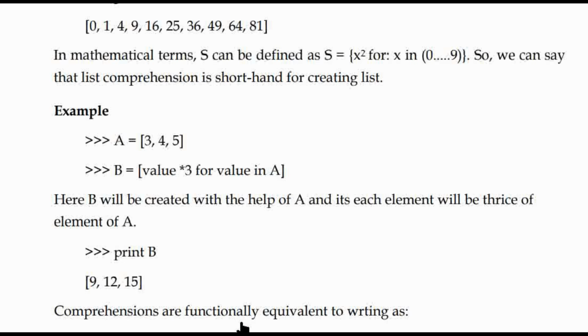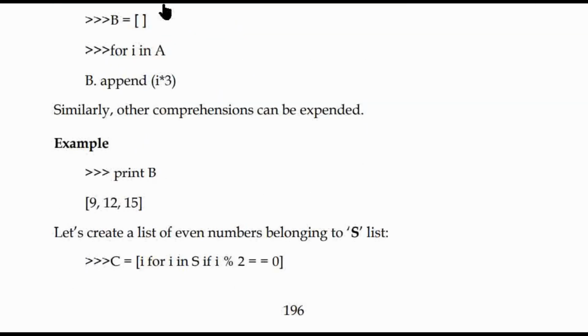Comprehensions are functionally equivalent to writing B = [], for i in A: B.append(i * 3). Similarly, other comprehensions can be expanded. Example: print B: 9 12 15.